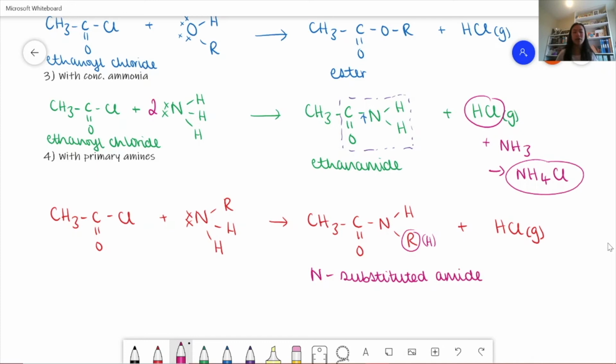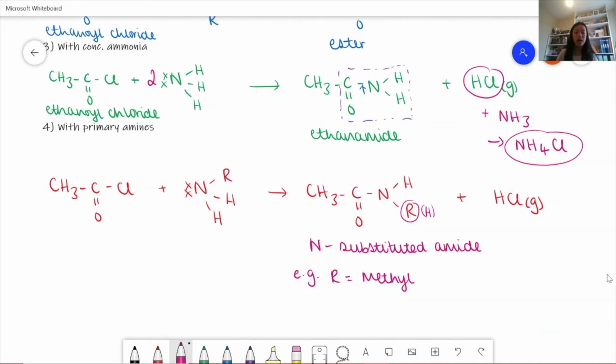And how we would name it would be, for example, if we had that this R group was equal to a methyl, what we would get would be N-methyl, and then you'd name the amide. So we've got 2 carbons, so this is ethanamide. So this would be the name if R was a methyl. Actually, for the N-substituted amide, it would be the N-substituted ethanamide, because we already know that we've got 2 carbons in the molecule, and so it must be ethanamide. And again, we started off with this ethanoyl chloride.